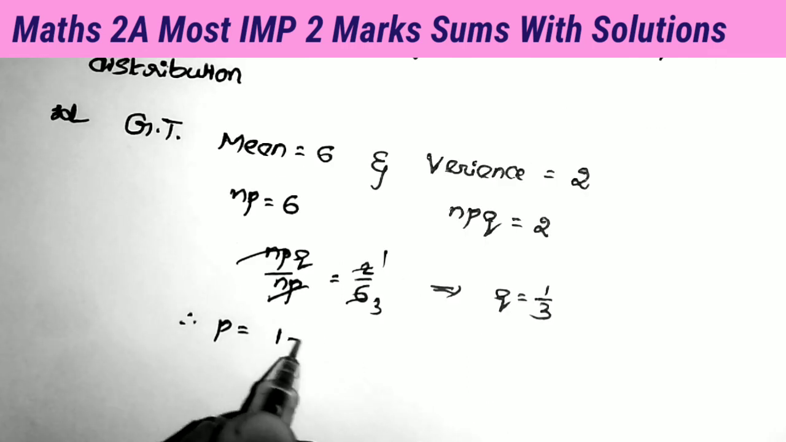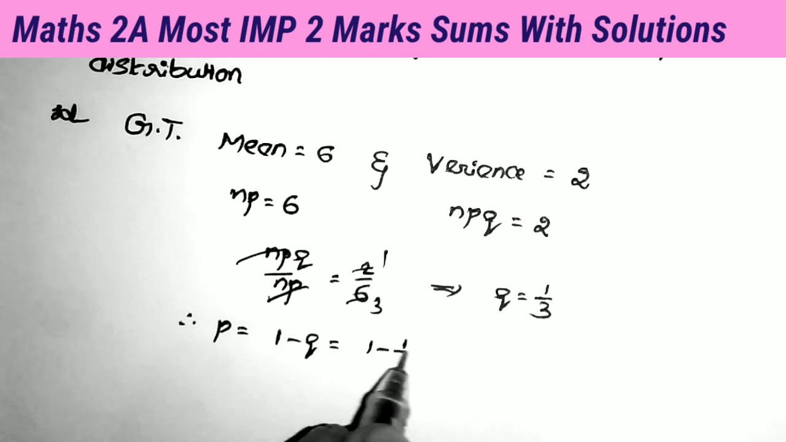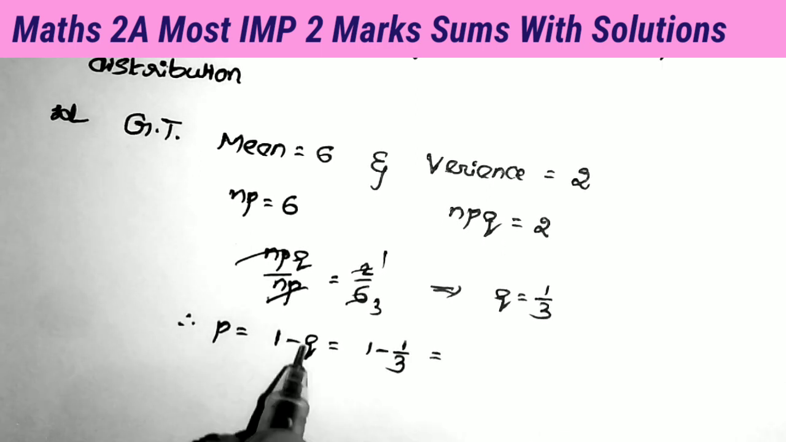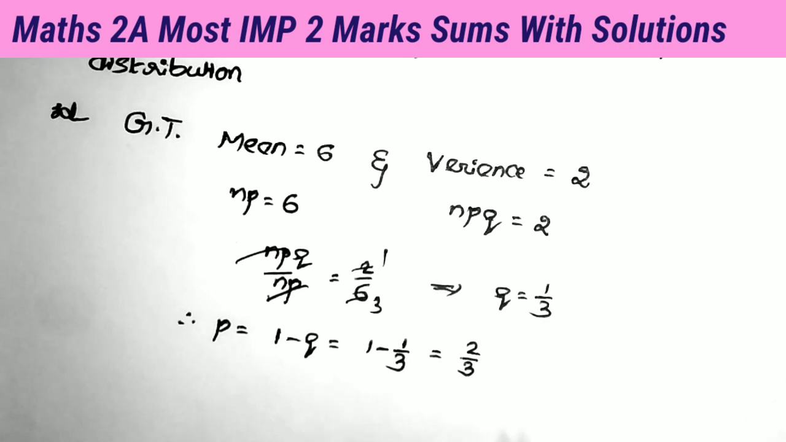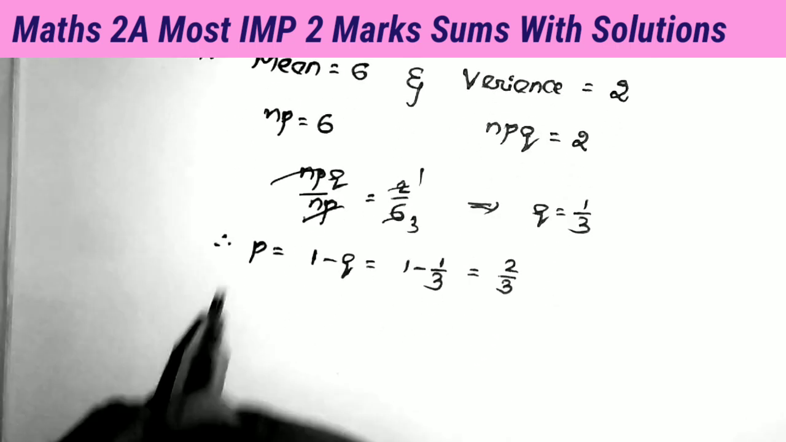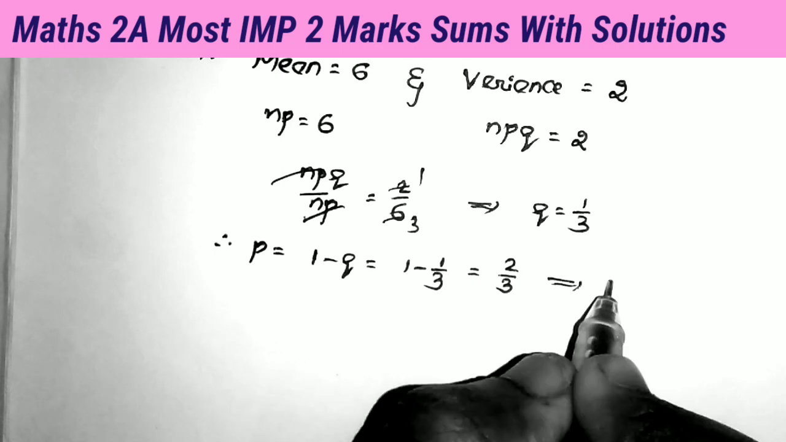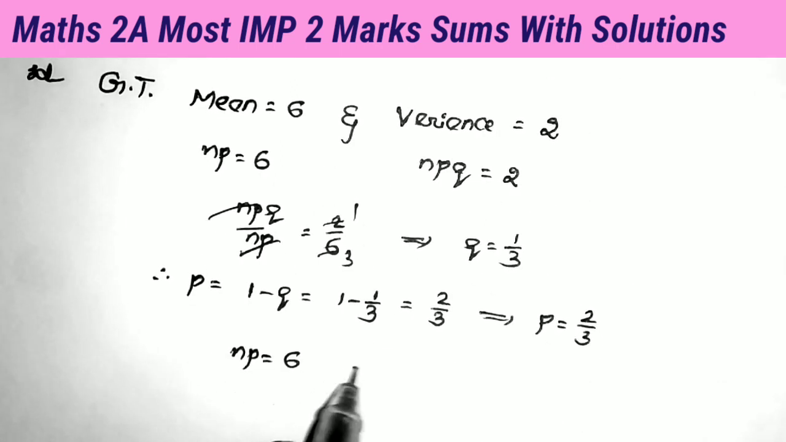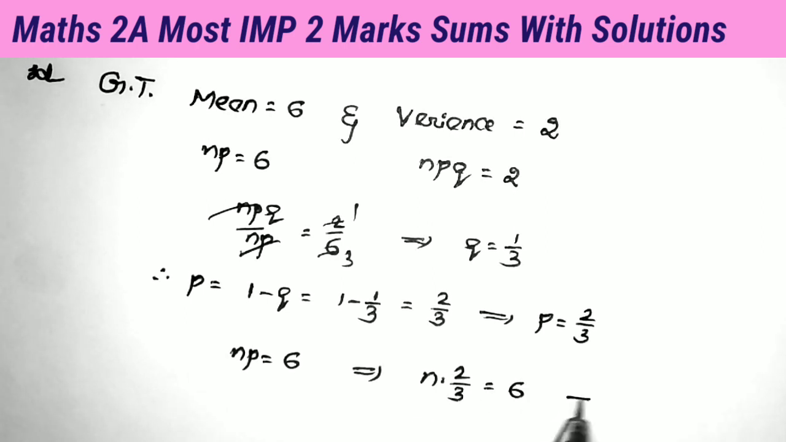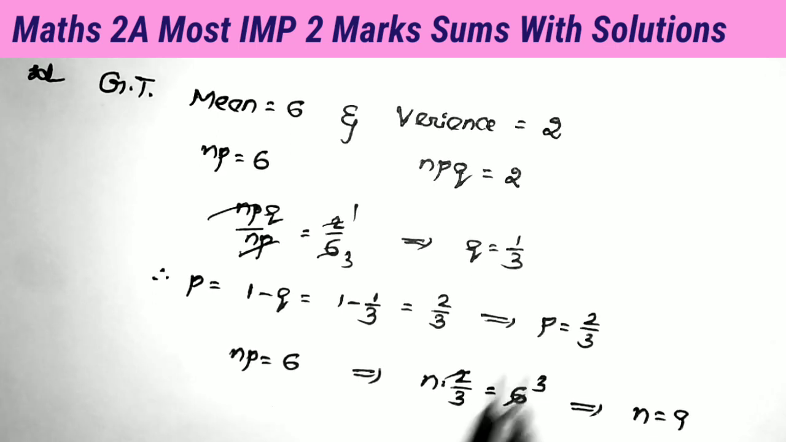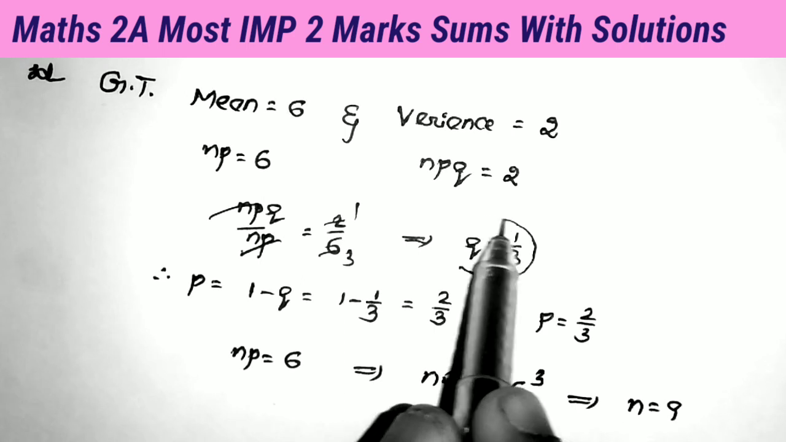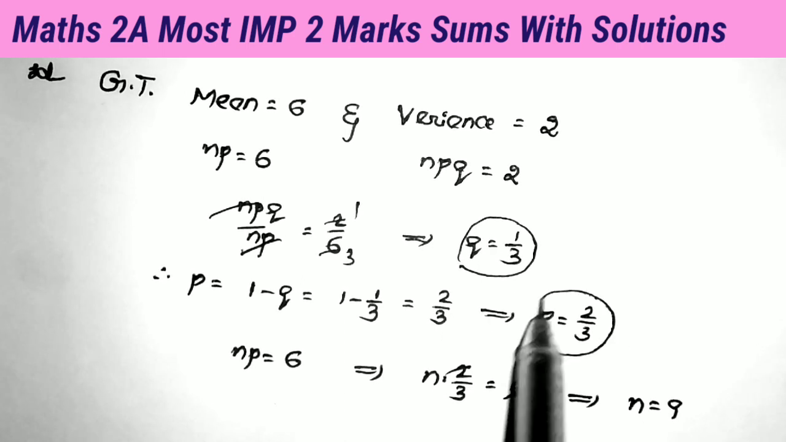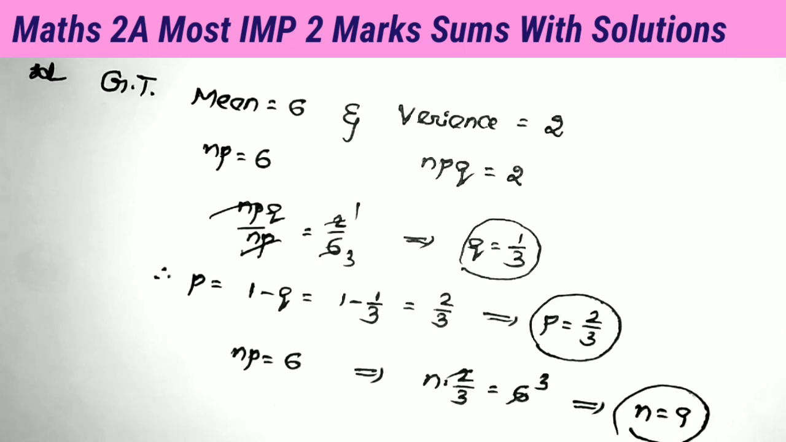Now, what is the p value? p is equal to 1 minus q, that is 1 minus 1 by 3, that is 2 by 3. So p is equal to 2 by 3. Now replacing this value in np is equal to 6: n into 2 by 3 is equal to 6. The 3 cancels, therefore the value of n is equal to 9. So q is equal to 1 by 3, p is equal to 2 by 3, n is equal to 9.